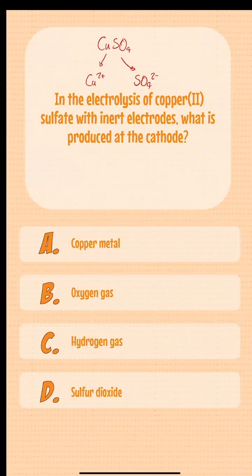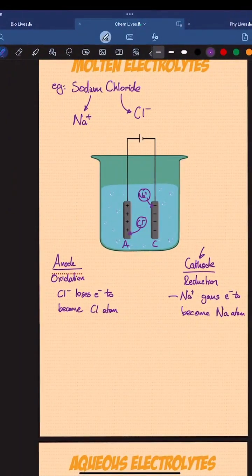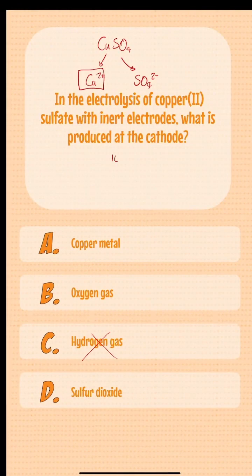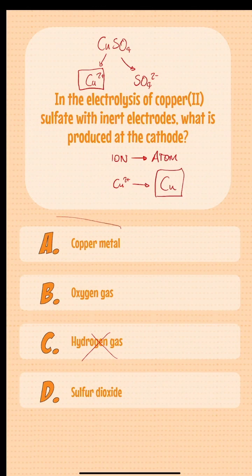Nope, it's not hydrogen gas. Remember, at the cathode, we said it's when you have the positive ion gaining an electron. So the positive ion is copper. Remember, ion goes to atom. So your copper ion goes to a copper metal, a copper atom. So the answer is copper metal.